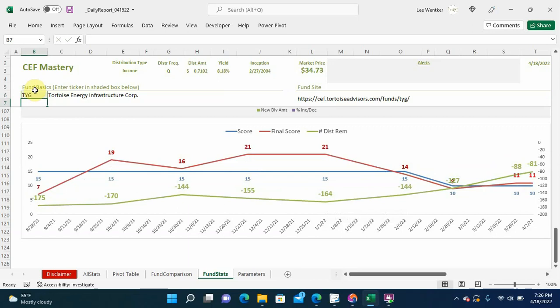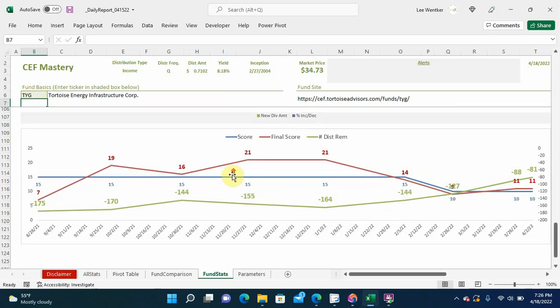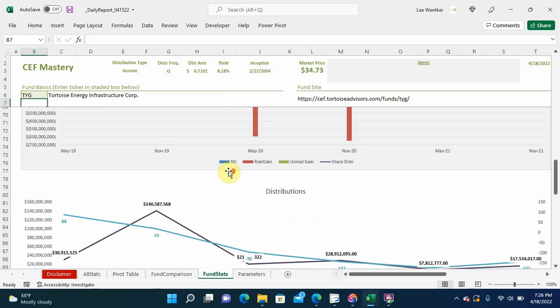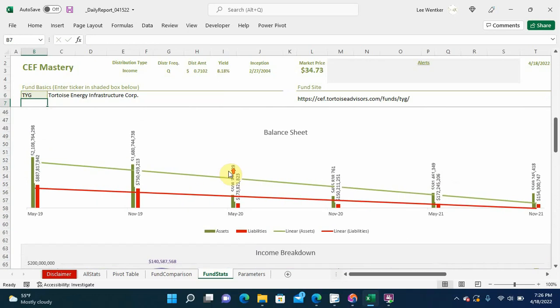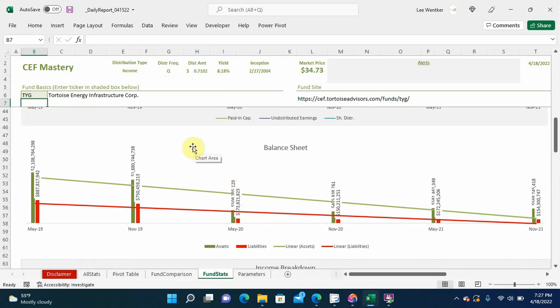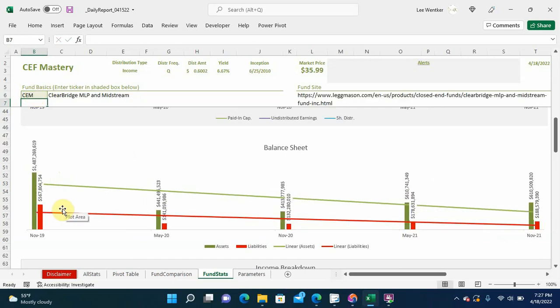But as impressive as that is, if we move on up to the balance sheet chart with our new trend lines added, TYG, you can see that their liabilities are going down, but their assets are going down at an even sharper decline. The same goes for CEM, decreasing liabilities, which is a good thing, but even faster decreasing assets.